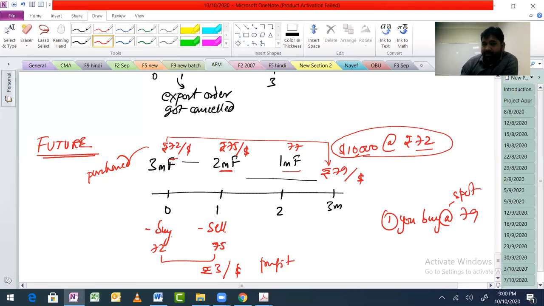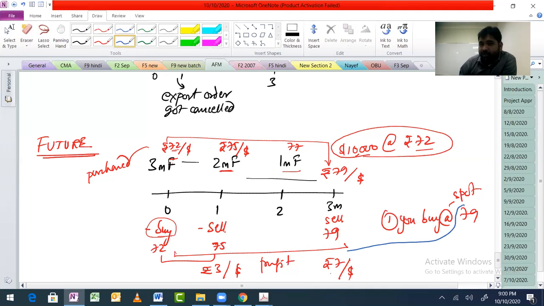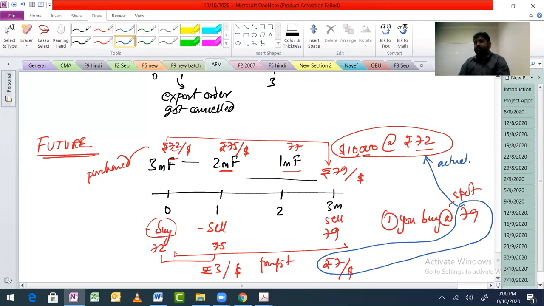Okay. And here you have purchased this contract at 72, right? Now you will sell it here at 79. When the price is 79, you will sell it here. So what is happening? See, in this market, you are making a profit of how much? Sorry, 7 rupee per dollar. Right? Yes. So what happens is you are buying at 79 the original dollars and the contract you are settling at a profit of 7. So basically your actual cost is 72 only. Do you understand that?